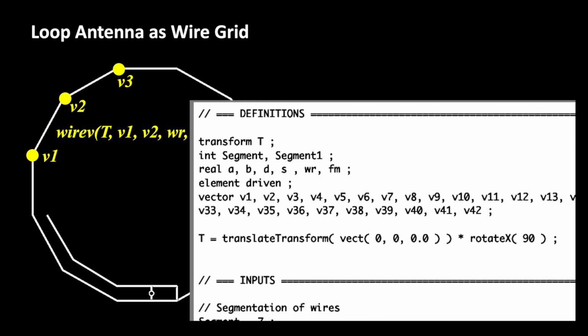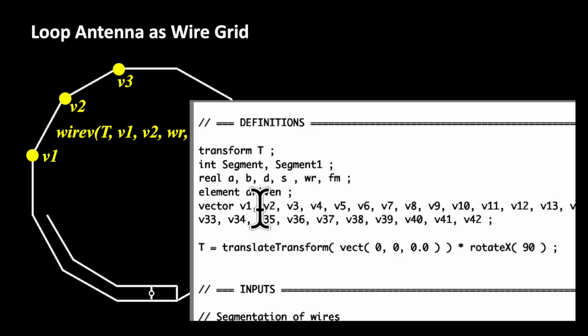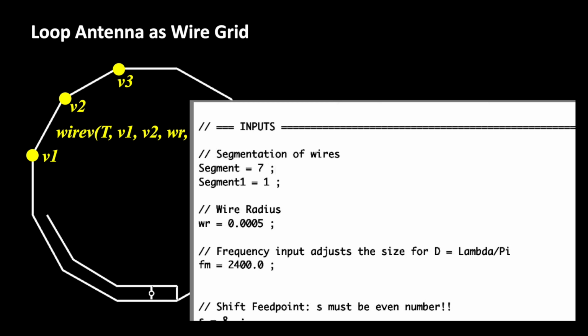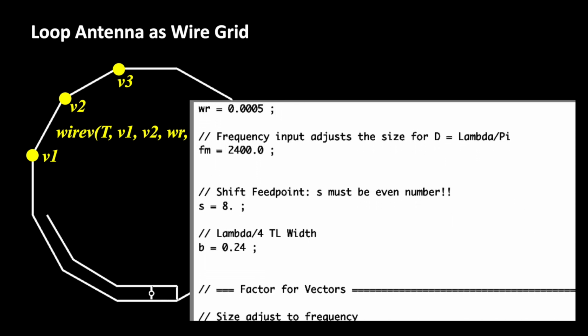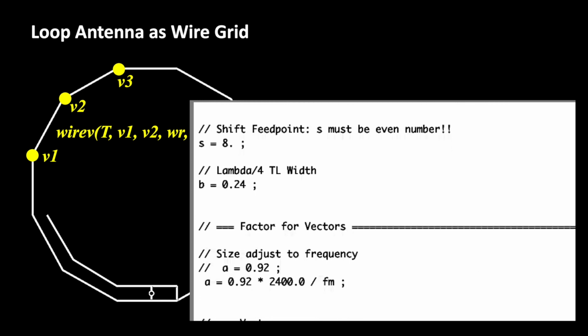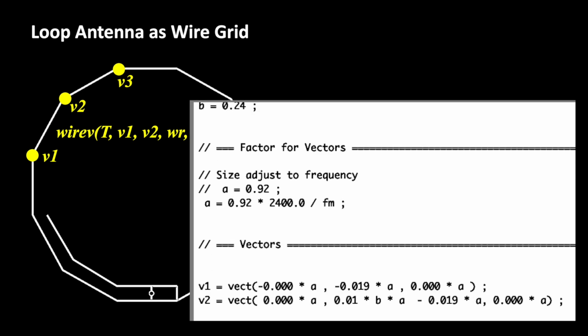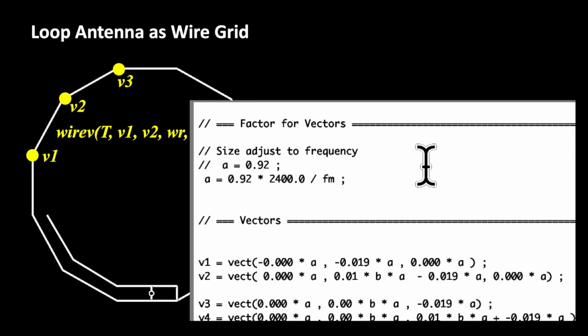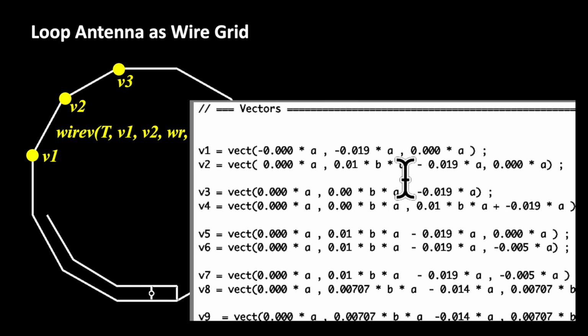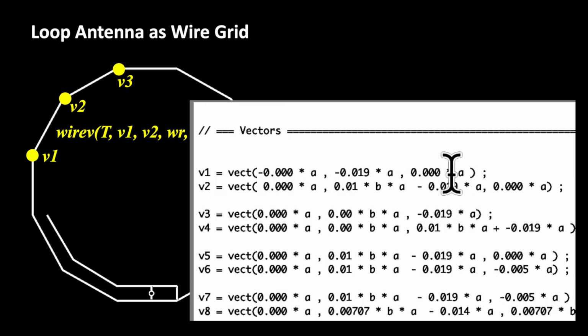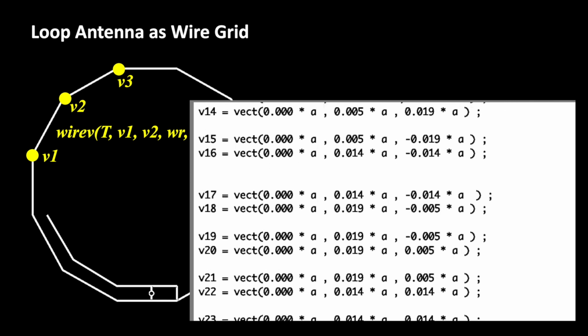First, we need some definitions of variables and vectors. In the inputs area, we can enter the number of segments on our wires. Then we can set the radius of the wire and the center frequency. The parameter S can shift the feeding point, and the parameter B defines the spacing of the inner line, which is our impedance transformer. Then there are many vectors that we need as the start and end points of our wires. As you can see, the components of the vectors are determined by our variables.